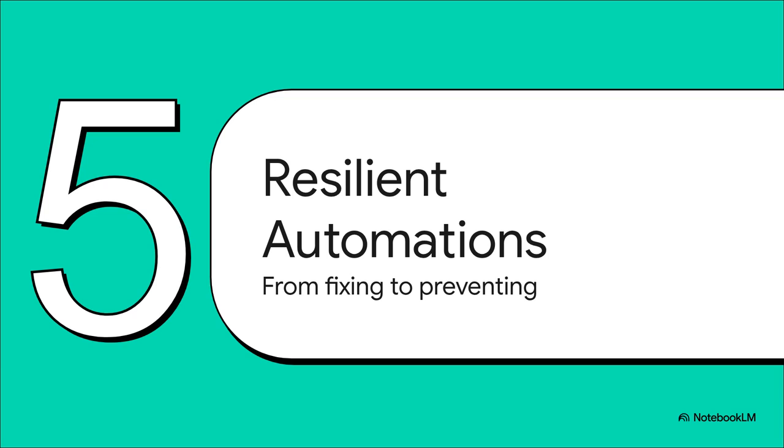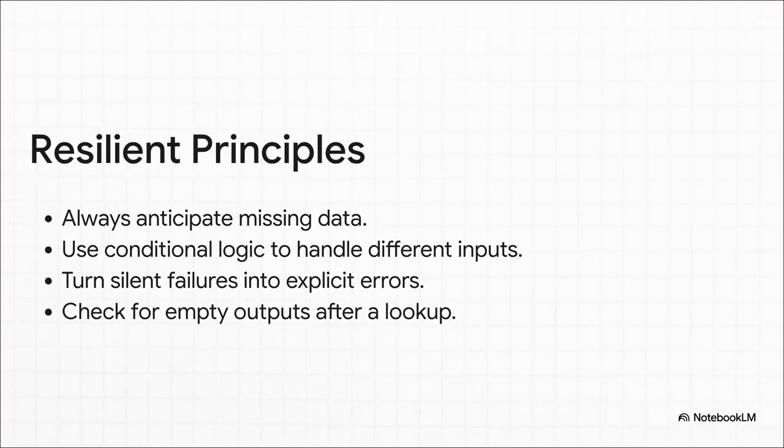Because the ultimate goal isn't just to get really good at putting out fires. It's to build automations that are so resilient they can actually prevent the fires from starting in the first place. And this really all boils down to a total shift in mindset. Instead of building for the perfect, happy path, you have to build defensively. You start with the assumption that data will be missing. You use conditional logic to handle all kinds of unexpected inputs. And maybe most importantly, you force your workflow to be loud about its failures, turning those sneaky, silent issues into explicit errors you just can't miss.